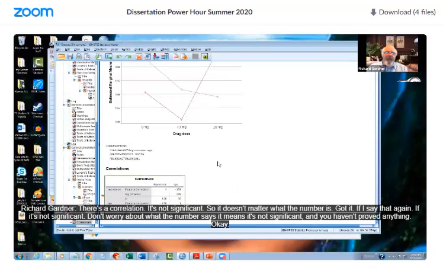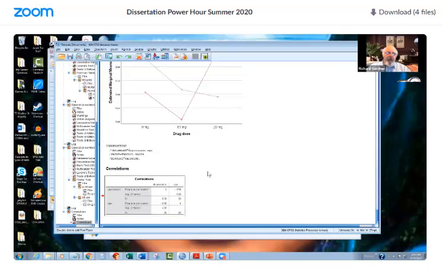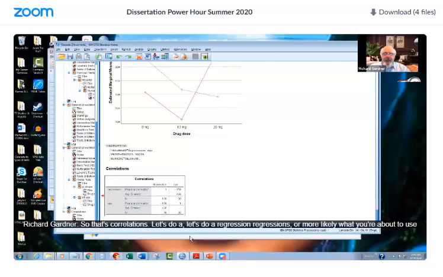If there's a correlation, it's not significant, so it doesn't matter what the number is. Got it? I'll say that again. If it's not significant, don't worry about what the number says. It means it's not significant, and you haven't proved anything. Okay. So that's correlations. Let's do a regression.